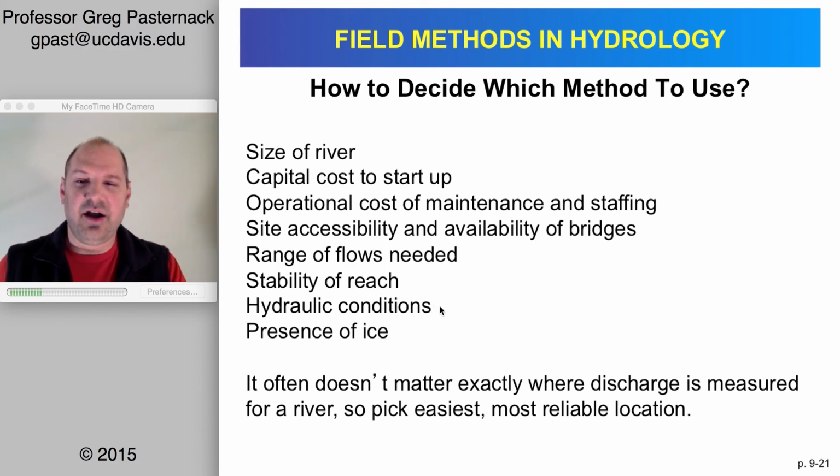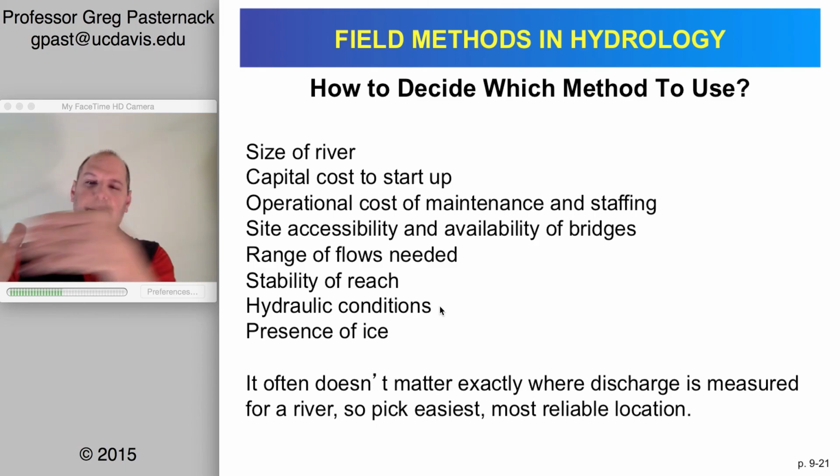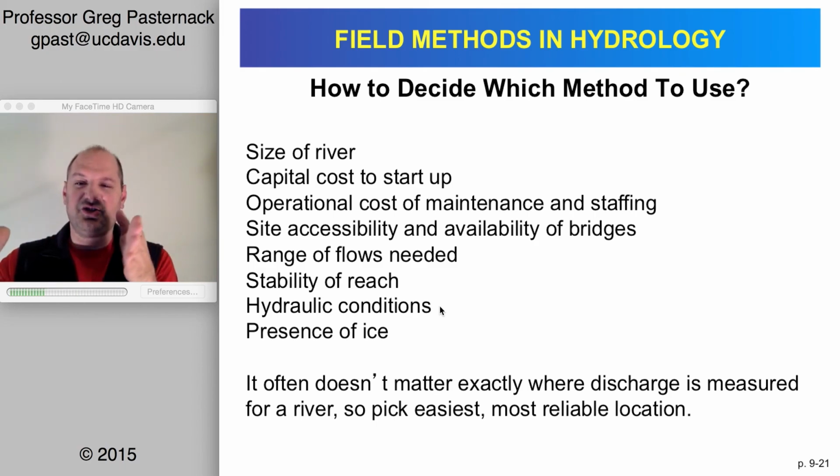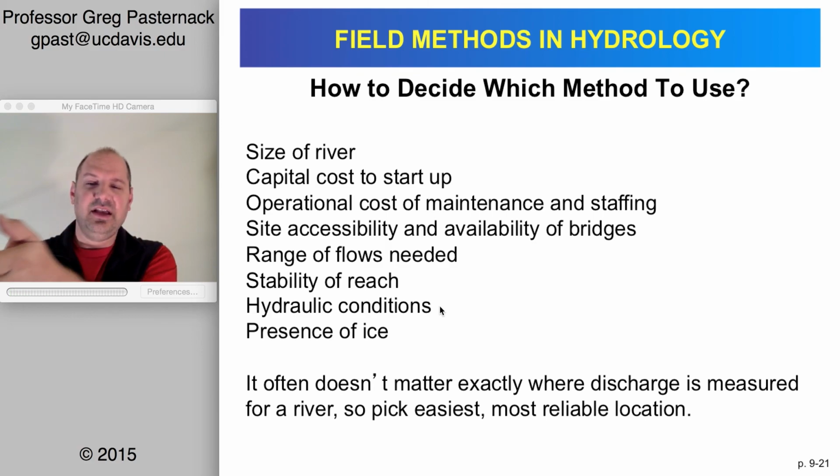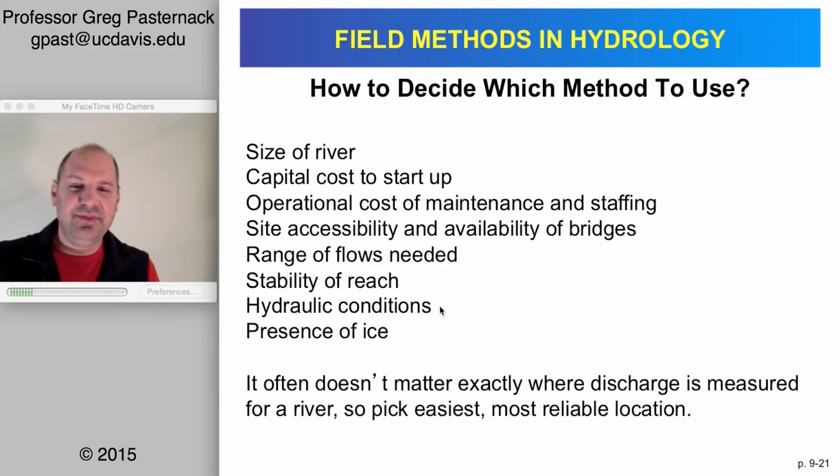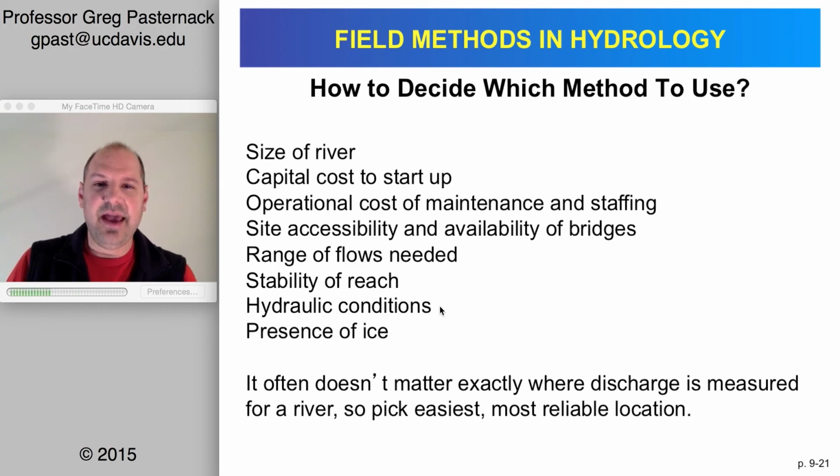Hydraulic conditions: are there recirculations, eddies, complications to the flow? What if you have a channel but the flow is pointed at the bank, so it's not straight down the channel but the flow is moving within that? Not such a great place. And then ice can be a factor in terms of how you measure as well, as to what technologies can survive being frozen or not.